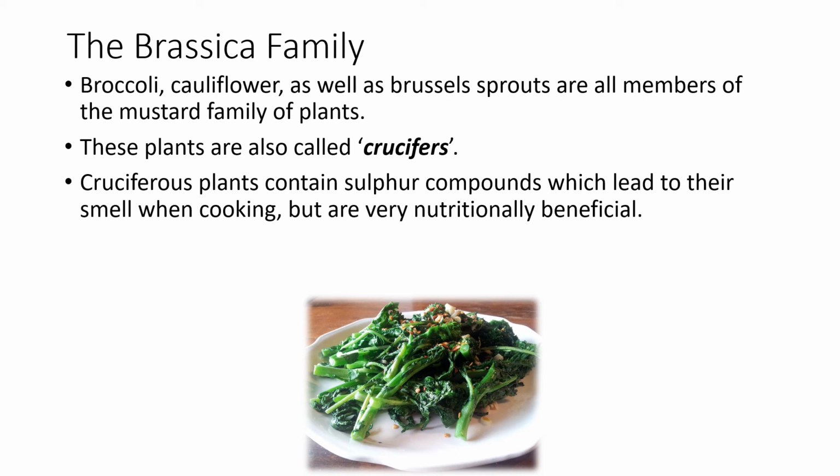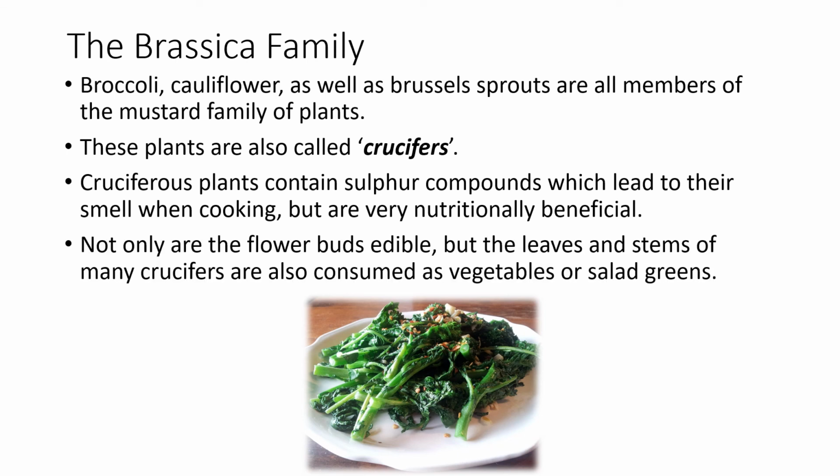You know, if you've ever come into the house when someone's cooked cabbage, for example, you can smell it very much. This is from the sulfur compound that's part of these plants. These sulfur compounds are very nutritionally beneficial, though they're powerful antioxidants, and we find them in the Brassica family of plants. As I said, not only are the buds edible, but the leaves and stems of many of the crucifers are consumed as a vegetable or as salad greens, in the case of, for example, arugula.